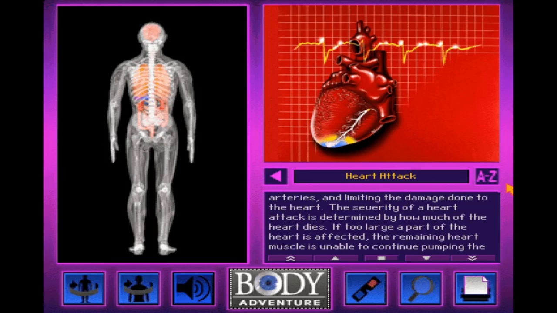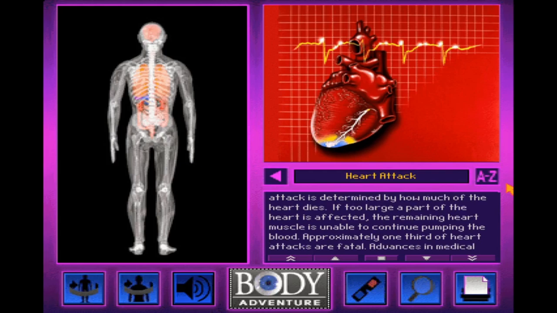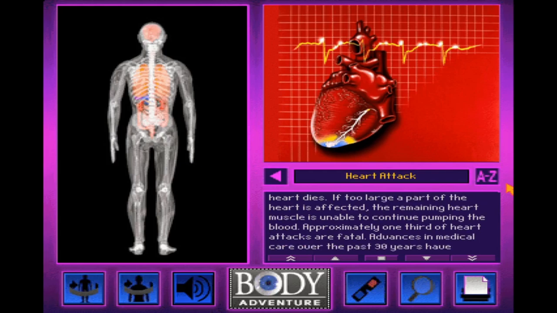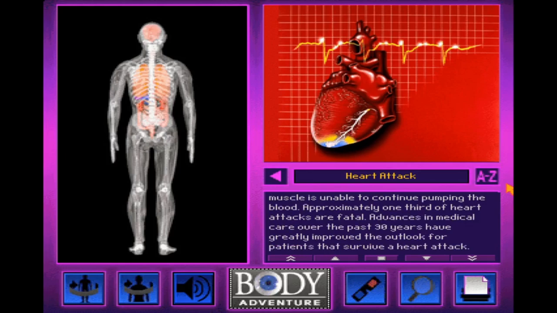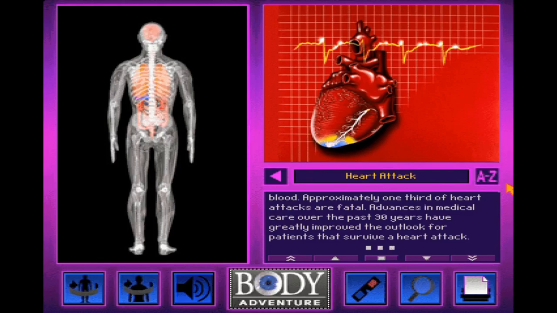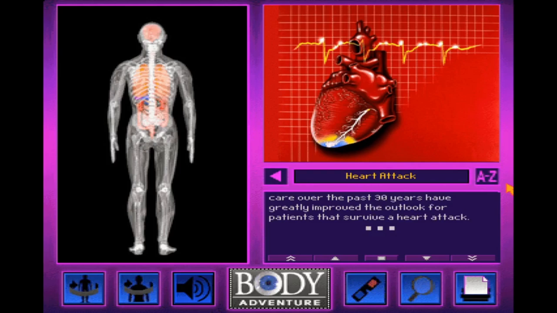The severity of a heart attack is determined by how much of the heart dies. If too large a part of the heart is affected, the remaining heart muscle is unable to continue pumping the blood. Approximately one-third of heart attacks are fatal. Advances in medical care over the past 30 years have greatly improved the outlook for patients that survive a heart attack.